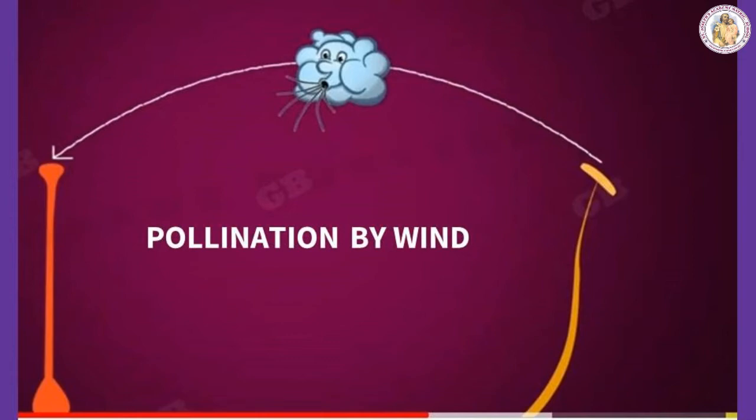The stigmas are comparatively large, protruding and sometimes hairy to trap the pollen grains. Examples of pollination by wind are grasses and some cacti.